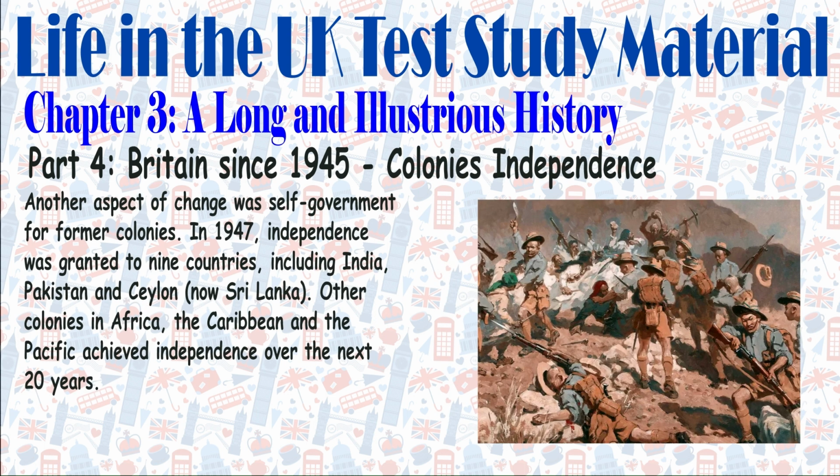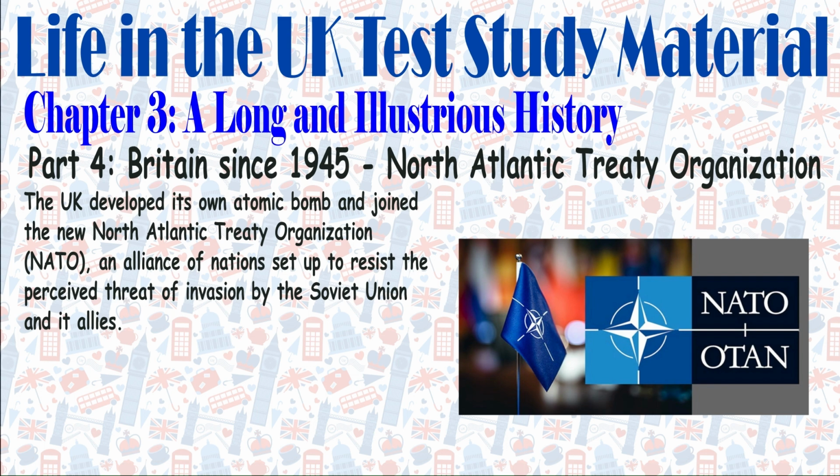Colonies' independence. Another aspect of change was self-government for former colonies. In 1947, independence was granted to 9 countries, including India, Pakistan and Ceylon, now Sri Lanka. Other colonies in Africa, the Caribbean and the Pacific achieved independence over the next 20 years. North Atlantic Treaty Organization. The UK developed its own atomic bomb and joined the new North Atlantic Treaty Organization, NATO, an alliance of nations set up to resist the perceived threat of invasion by the Soviet Union and its allies.